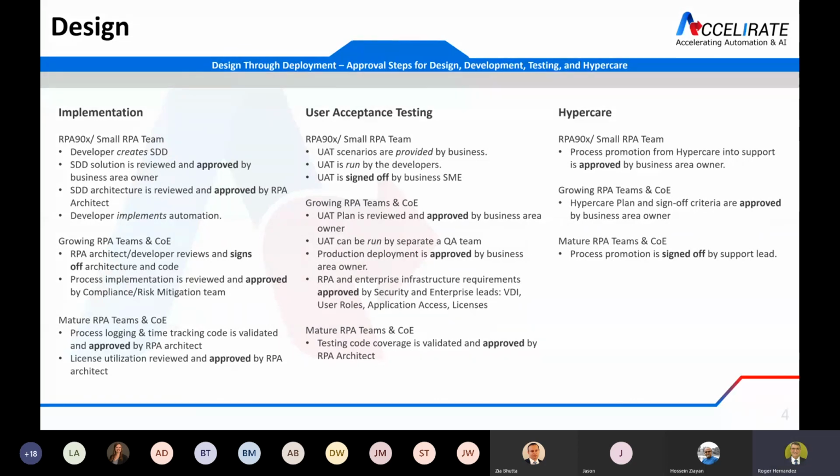As your team grows, some of the approval checks that you add are reviewing and signing off on the hypercare plan and the sign-off criteria. For different bots, it might be very different.